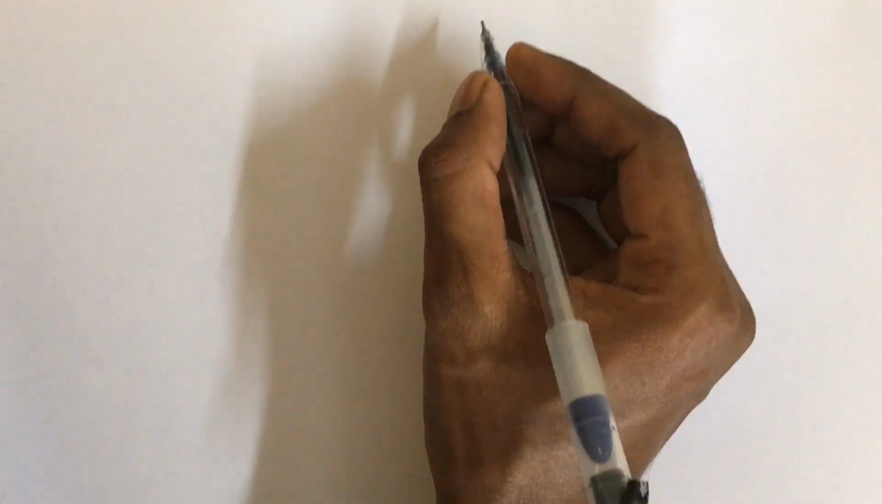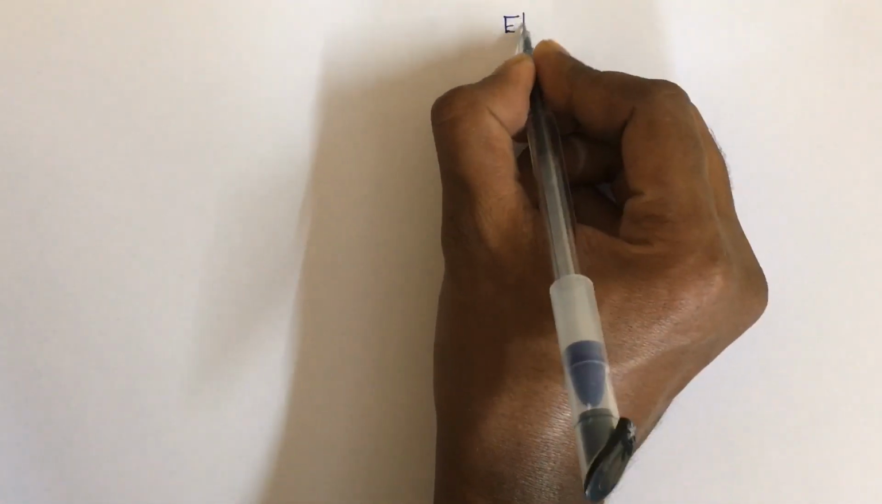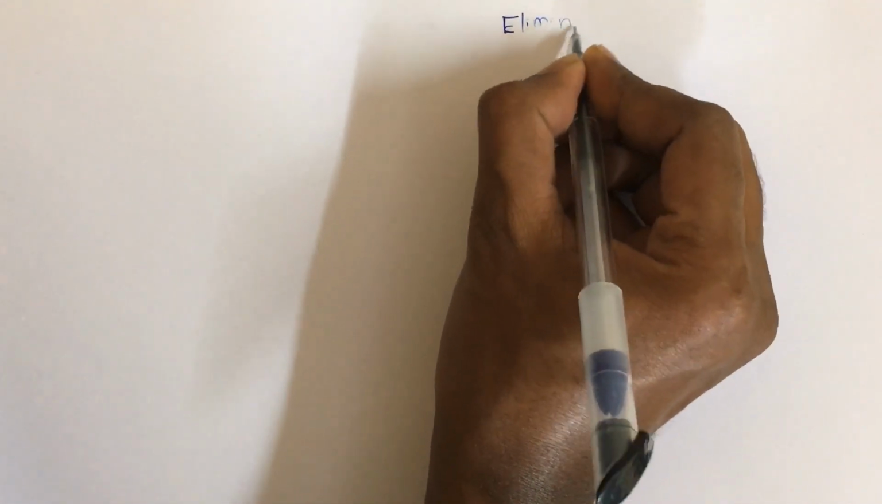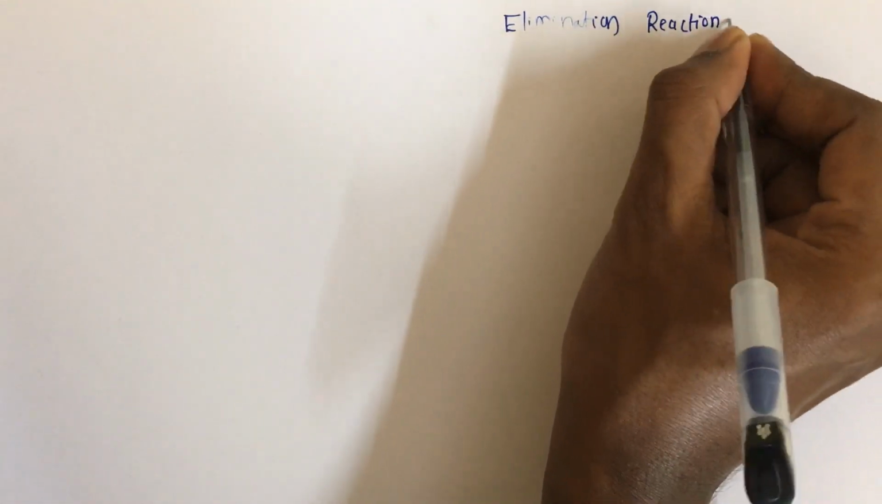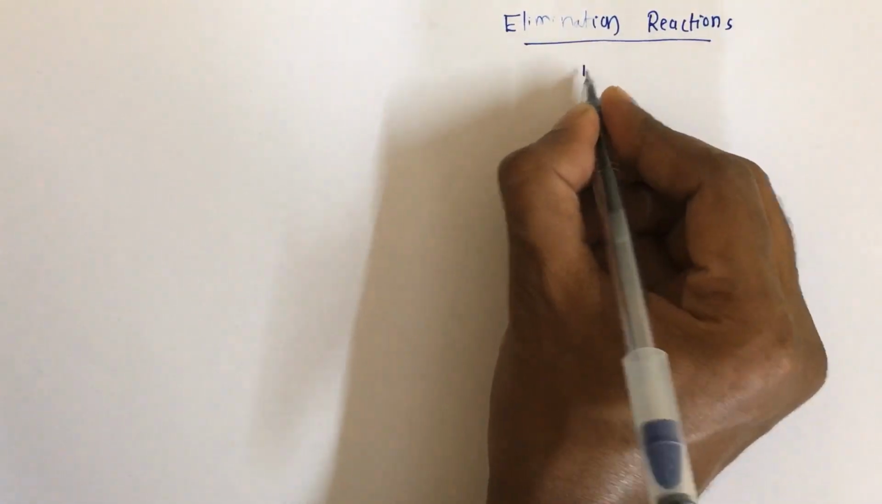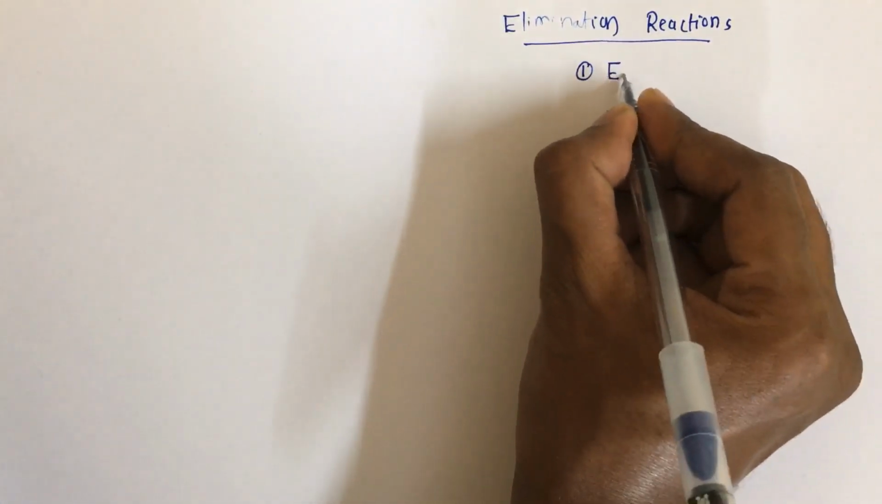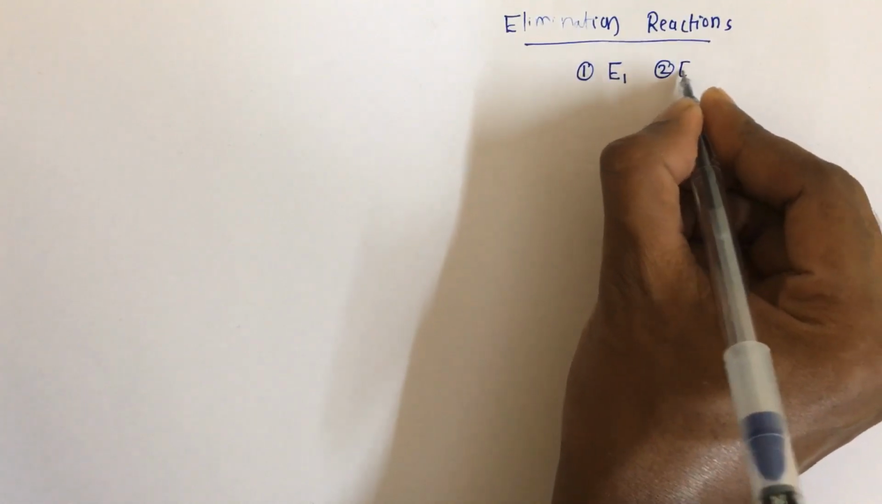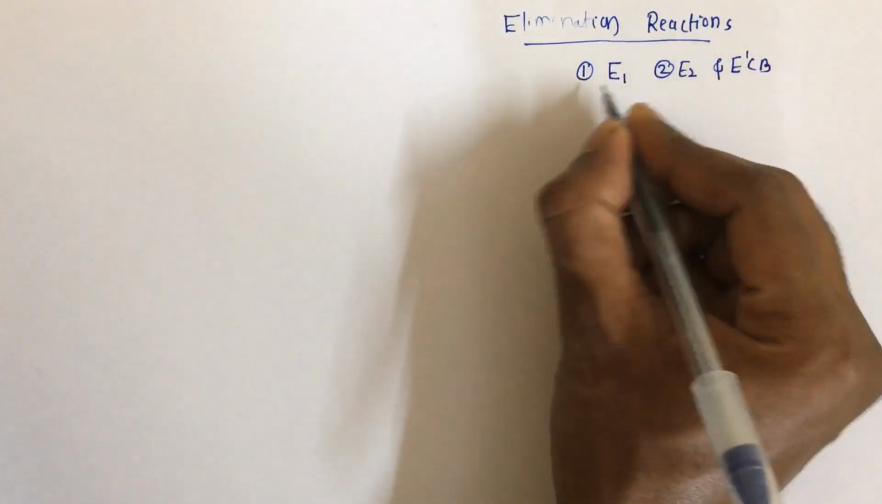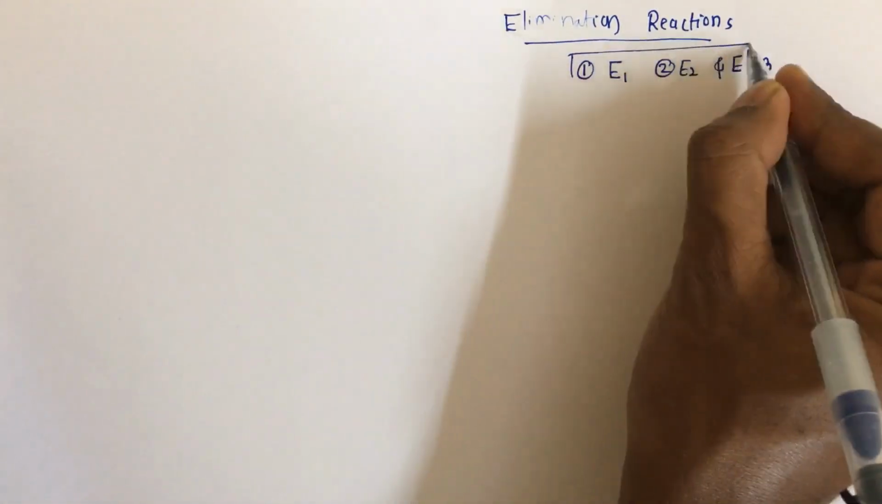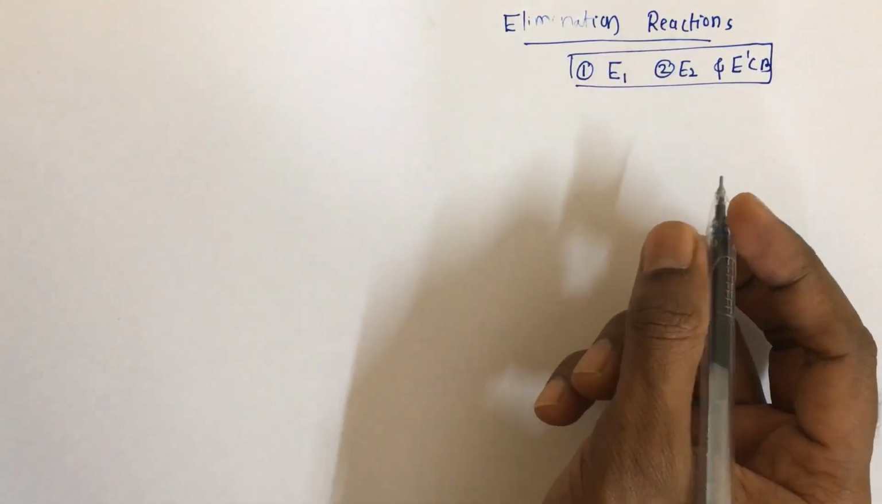So today we are going to talk about elimination reactions. Here we will be talking about E1, E2 and then E1CB. Among these three, all three elimination reactions are very important.